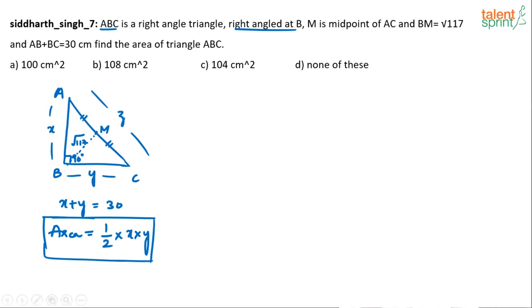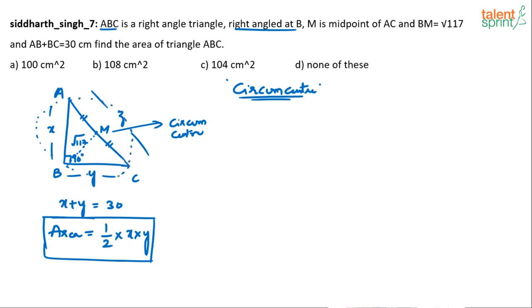Now, if you recall the concept of circumcenter in case of a right angle triangle, you would know that the circumcenter of a right angle triangle lies at the midpoint of the hypotenuse. So M here is the circumcenter. Yes or no? M is the circumcenter because for a right angle triangle, the circumcenter is at the midpoint of the hypotenuse. And the hypotenuse serves as the diameter for that circumcircle. So keeping M as the midpoint, we can draw a circle which touches all three vertices. That's the concept that we have to refer to.